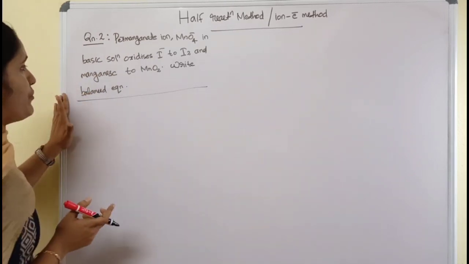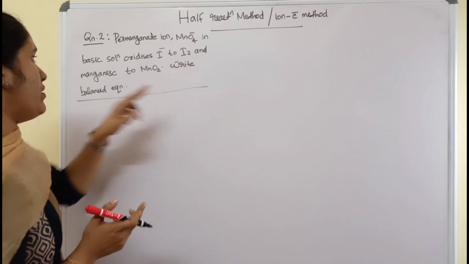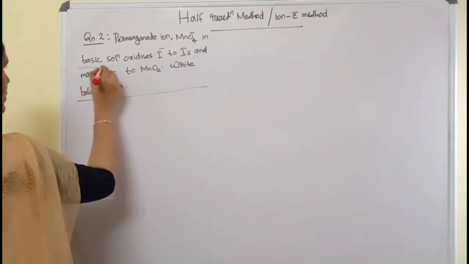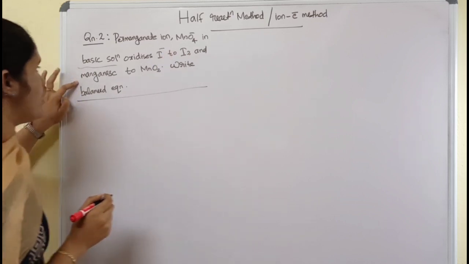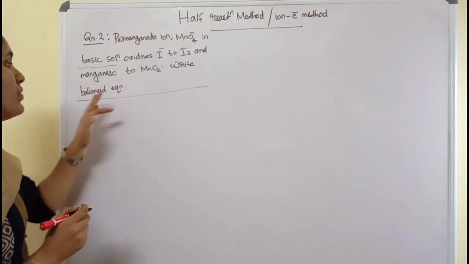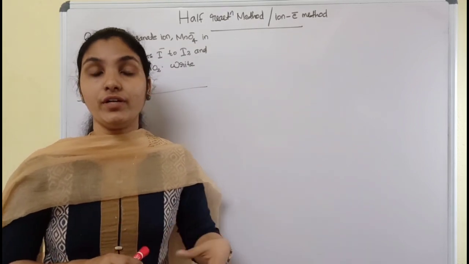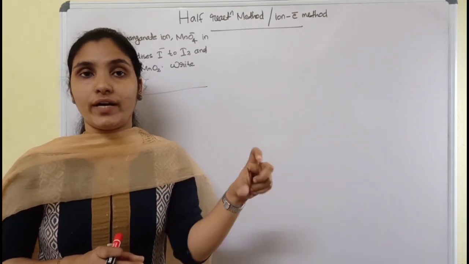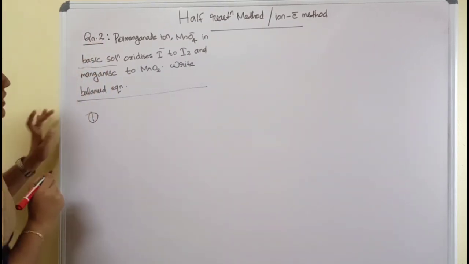So it's a paragraph type question. Permanganate ion, that is MnO4 minus, in a basic solution oxidizes I minus to I2 and manganese to MnO2. Write the balanced equation. Okay, so this is the statement given. From that we have to first write the skeletal equation. So in the first step we have to write the skeletal equation.